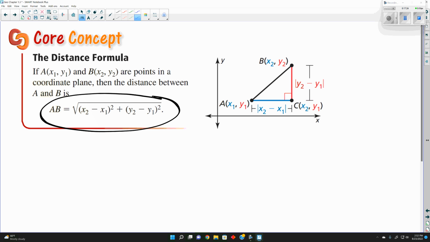And the order in which we put x and y, how they're ordered, y2, y1, really doesn't matter. The main thing is that the x's go in the same parentheses, the y's go in the same parentheses.